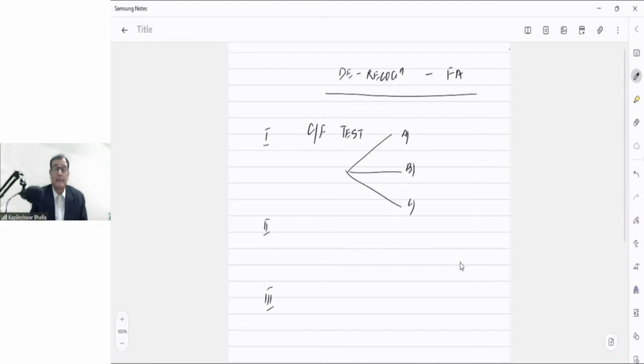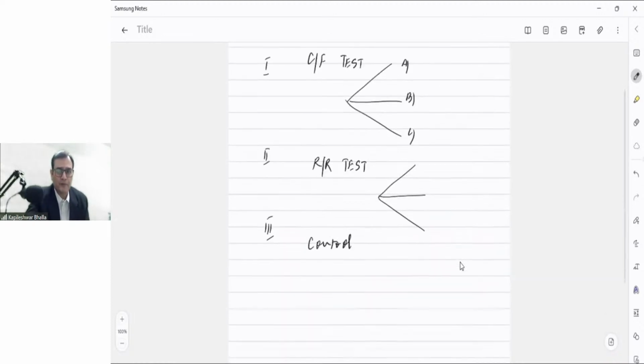Then the second one I give you is the risk and reward test. In case of the risk and reward test, there are no sub-steps, but there are basically 3 possibilities. Mind the words very carefully. I'm saying in step 1, there are 3 sub-steps, and in the risk and reward test, there are 3 possibilities. And then finally, in step number 3, which is the control test, we've got 2 possibilities. There are no sub-steps. It has got 2 possibilities.